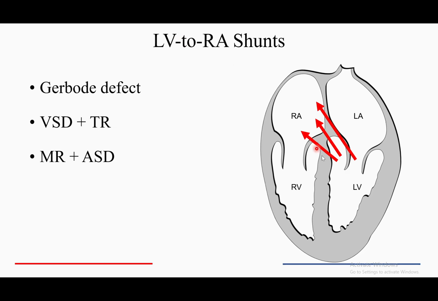Also, a perimembranous VSD with tricuspid regurgitation, in which during systole, the blood flows from the left ventricle to the right ventricle and then through the tricuspid valve to the right atrium. So this is also a form of Gerbode.